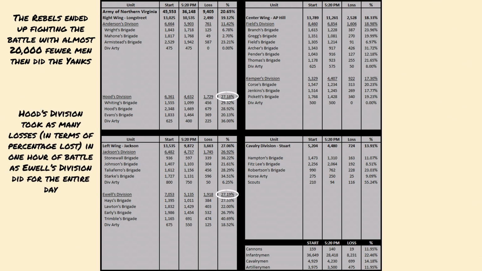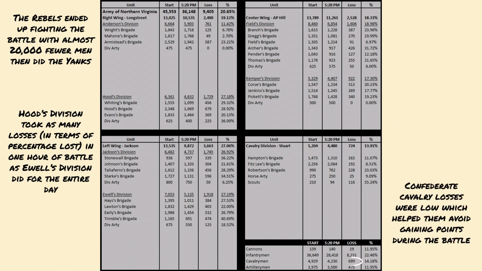Hood's division took as many losses in terms of percentage lost in 1 hour of battle as Ewell's did for the entire day. So that kind of tells you how heavily engaged Hood's division was outside of Aldie. Confederate cavalry losses were actually pretty low, and this helped them avoid gaining points during the battle. And if you contrast this to the over 1,900 points lost by the Federals, you can see where that point difference really added up.